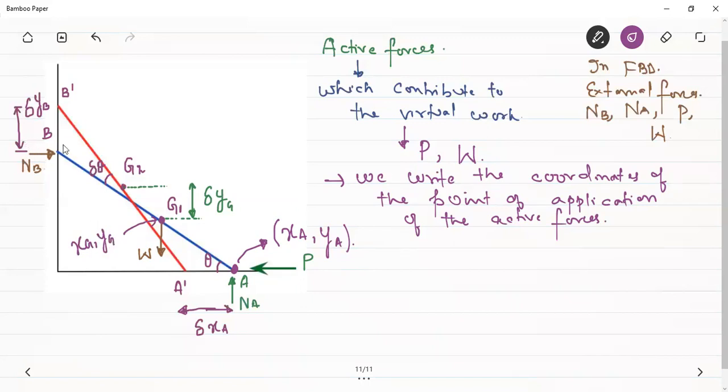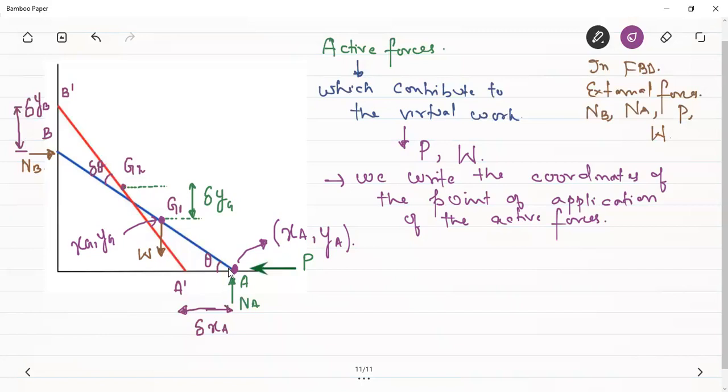Now there is no need to write the coordinates of this point B because there isn't any active force acting. Although there is a normal reaction, it's not an active force. It's not contributing to the virtual work. Now see here, I'm also going to write this x coordinate in terms of this theta, because we are going to express these virtual displacements in terms of the variable theta.